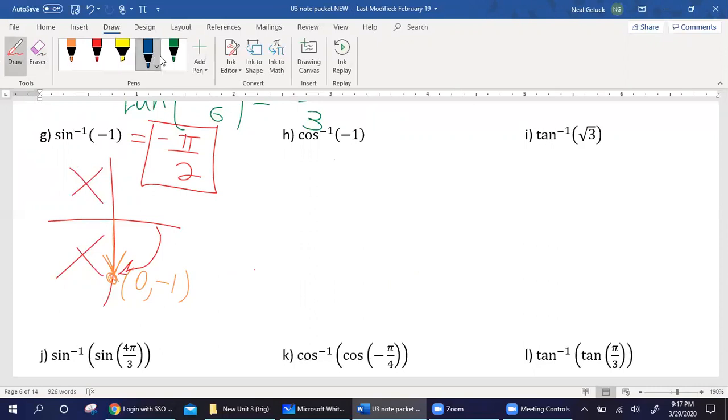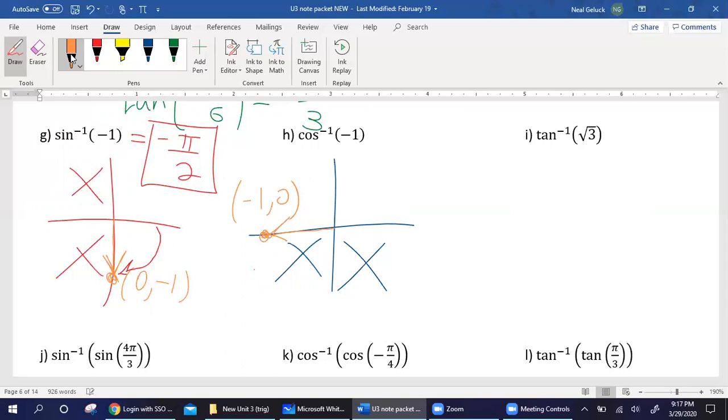Letter H is an inverse cosine. Cross out the bottom. Again, we've got a -1. Well, the only spot where cosine is -1 on the unit circle is when my spinner's over here. That's -1, 0. So the cosine is -1. And again, it's asking me what is the rotation to get to there. And that is pi radians.